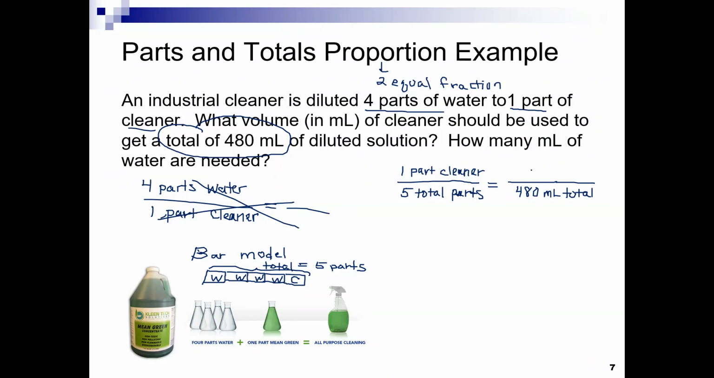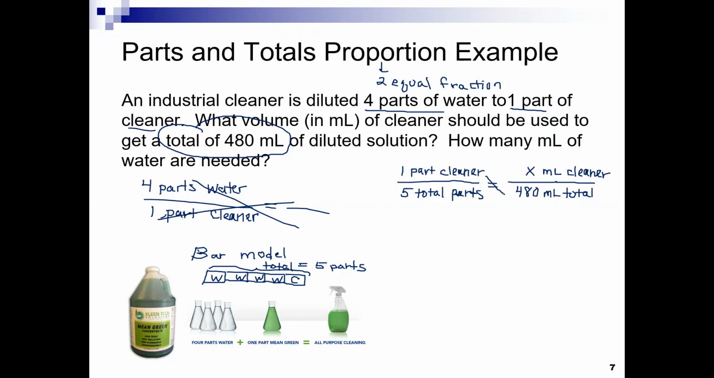And then on the top of this fraction, I'm going to put the X, and I'm going to put the milliliters of the cleaner. And again, the reason why I can do this is because it's a similar concept to having the 1 part of the cleaner. Since I've set up a true proportion, two equal fractions, comparing two equal concepts in the same manner, I'm able to solve using the cross product.